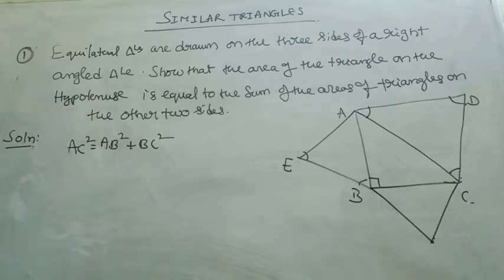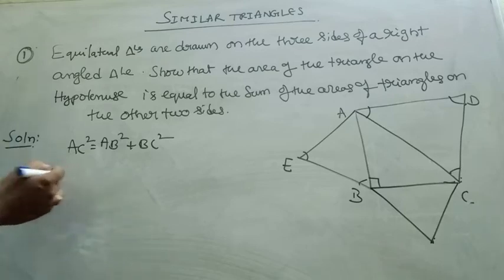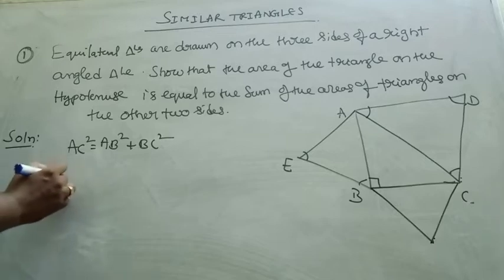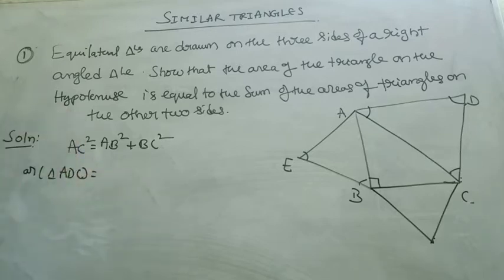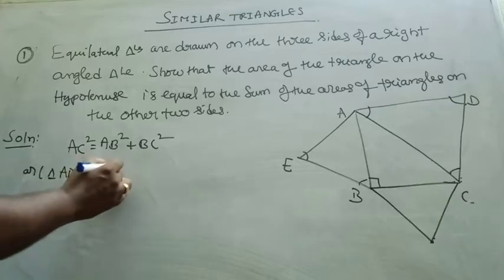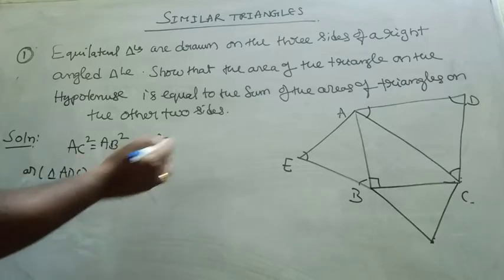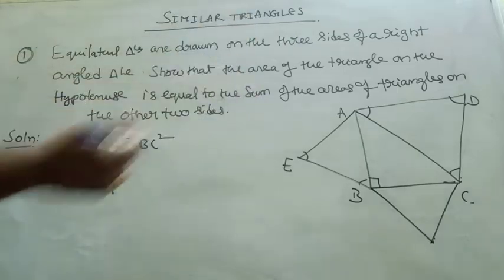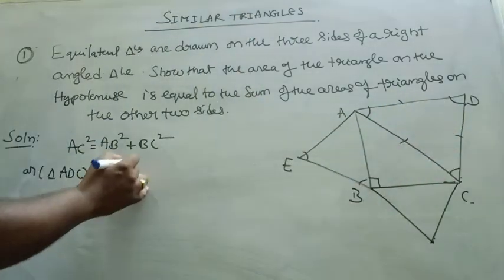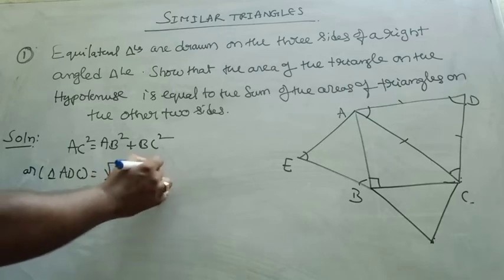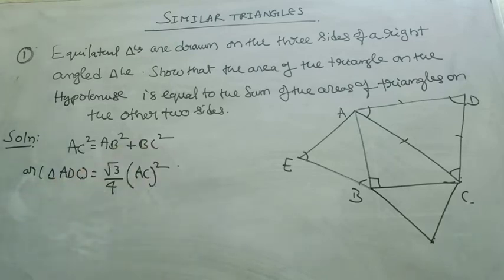Now we need to prove that the area of the triangle on the hypotenuse. Area of triangle ADC is equal to, the formula for an equilateral triangle is root 3 by 4 A square. Here the sides AC, AD, DC are all the same because it is an equilateral triangle, so root 3 by 4 into AC whole square. This is the area of triangle ADC.